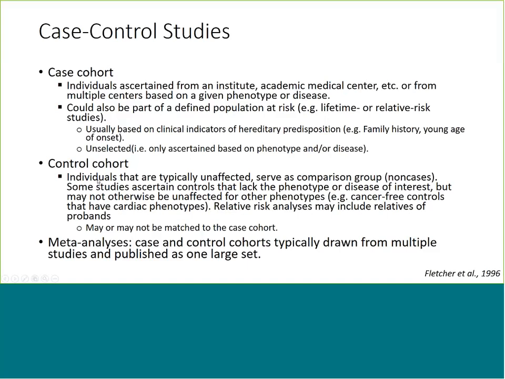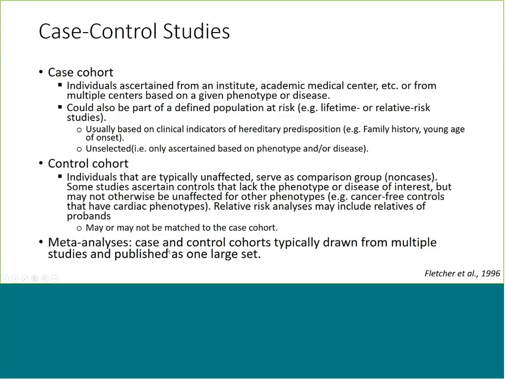For control cohorts, these are usually individuals that are typically unaffected, and they serve as a comparison group to the cases. They're non-cases. Some studies will ascertain controls that lack the phenotype or disease of interest, but may not otherwise be unaffected for other phenotypes. What I mean by this, as an example, is cancer-free controls that may have been drawn from a population database that was originally ascertained on cardiac phenotypes. Additionally, relative risk analyses may include relatives of probands, which we've seen in some papers. And these controls may or may not be matched to the case cohort, and I'll go through in a little bit how controls can be matched to the cases.